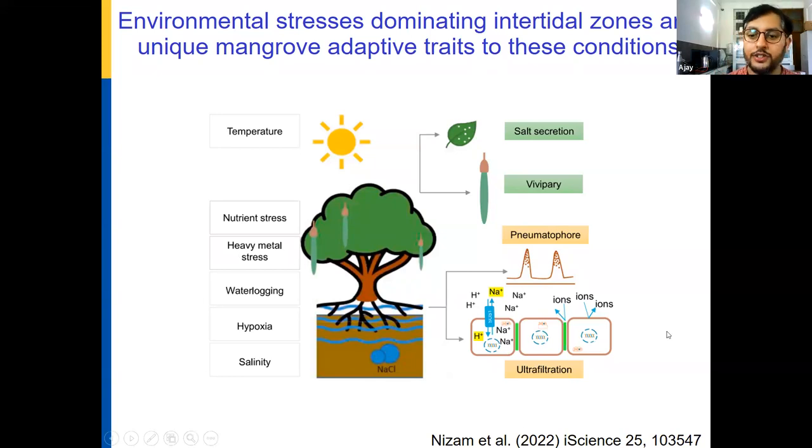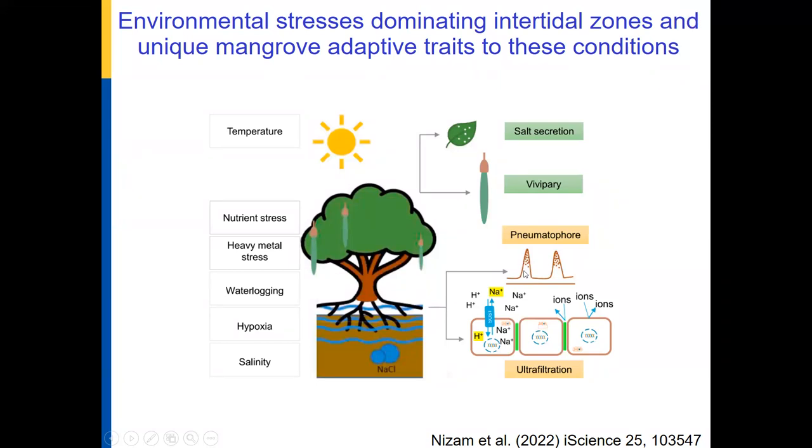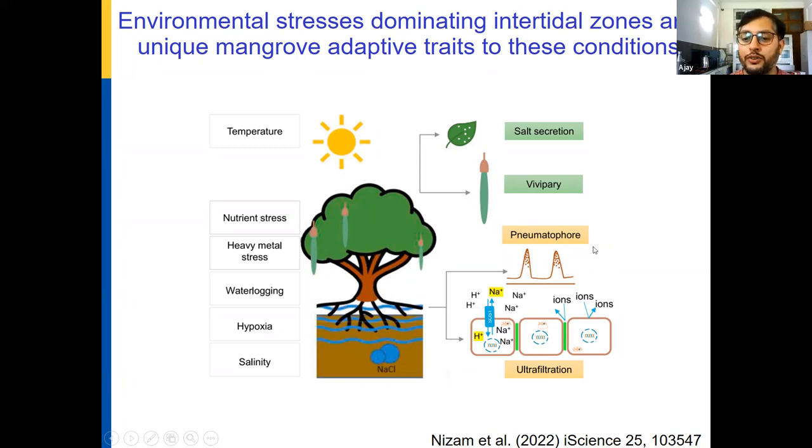So they are negatively geotropic root systems, kind of roots which come up above the soil, and they are acting as breathing roots. Then another is this ultrafiltration.